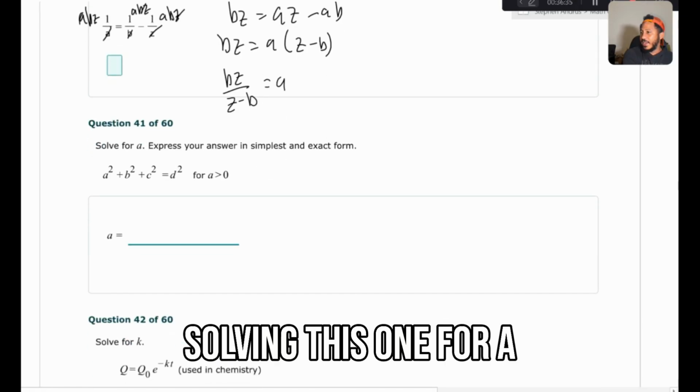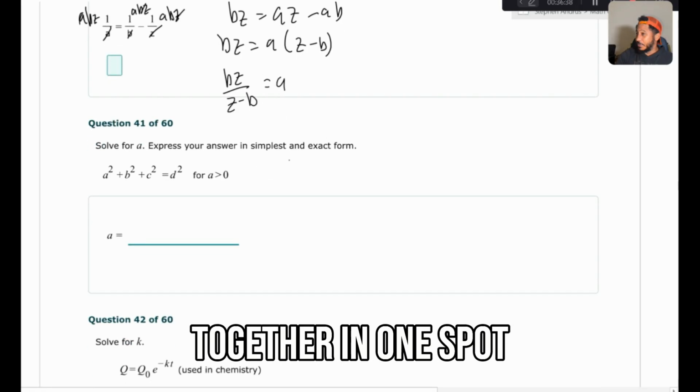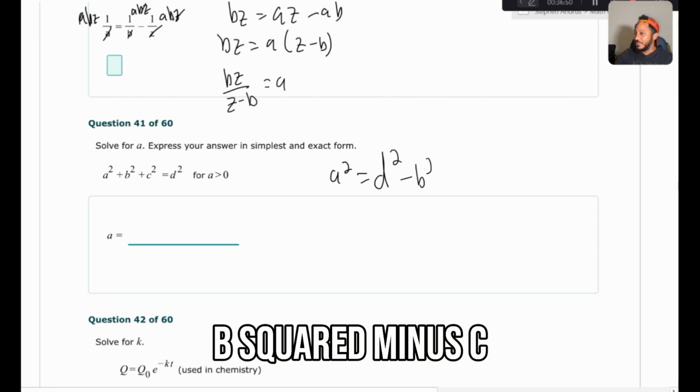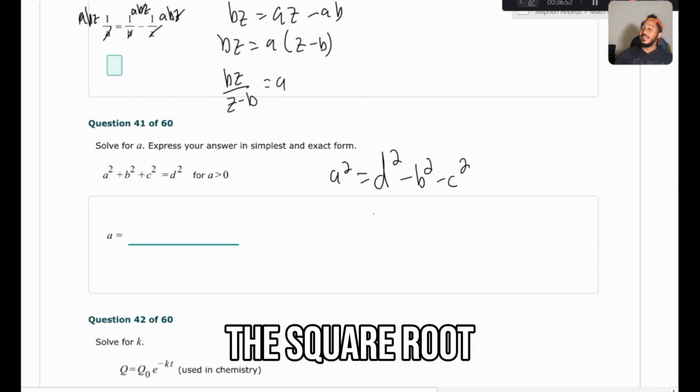Here, solving this one for a, again, the a is already together in one spot, so we just subtract. We get a squared equals d squared minus b squared minus c squared, and then taking the square root. Don't forget the plus or minus, right?